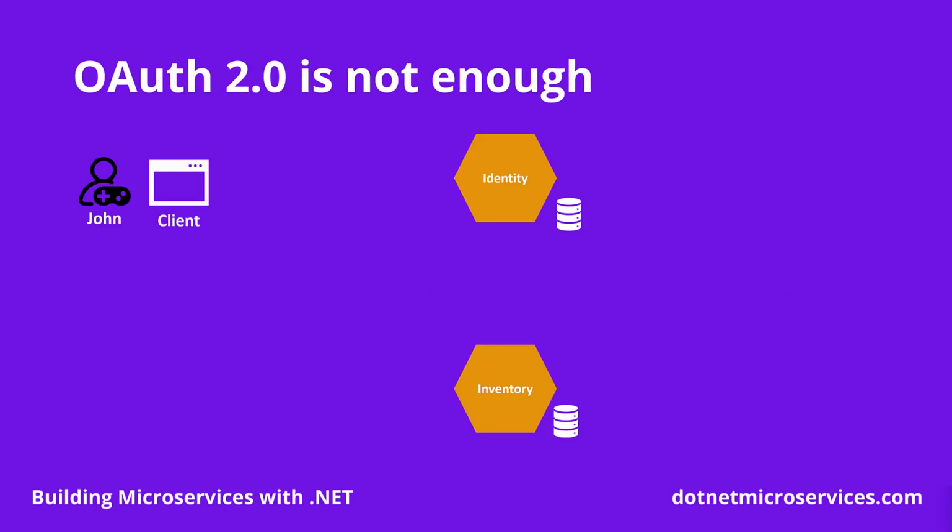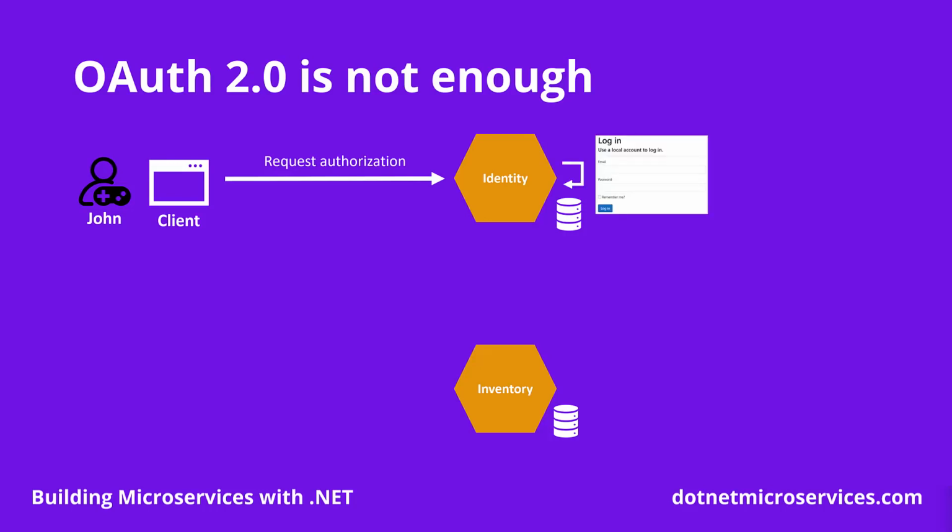Let's look at our simplified OAuth 2 flow once again. Just as before, John uses the client application to request authorization to retrieve his inventory back, owned by the inventory microservice. The identity microservice receives this request, authenticates John via the sign-in form, and, after the usual OAuth 2 protocol exchanges we learned about in the previous lesson, it sends back an access token to John's client.